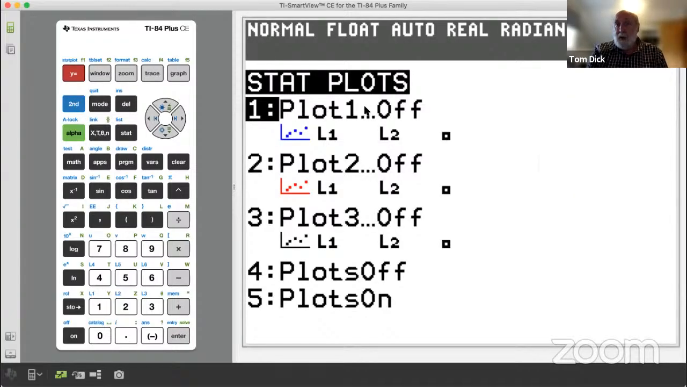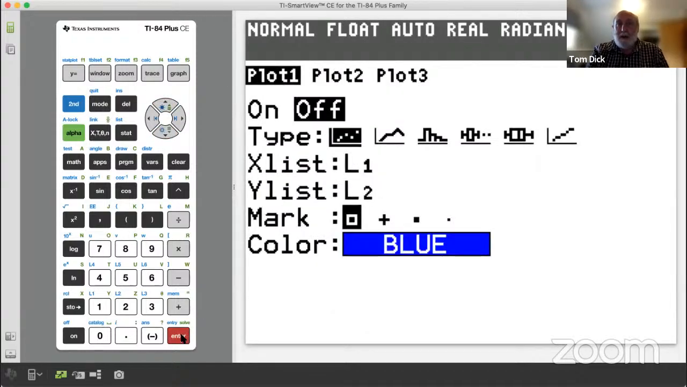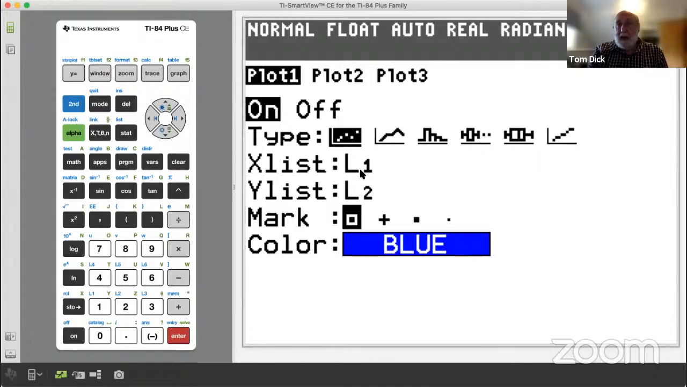And I see plot 1. It's already got list 1 and list 2 in there. That's kind of by default, so that's really handy. All we need to do is turn that on and get up on the right one there. So I'll turn that on, and we're going to just plot it as a scatter plot. So it'll just be a set of 5 points. 5 ordered pairs is what we have there. Everything else looks good there.